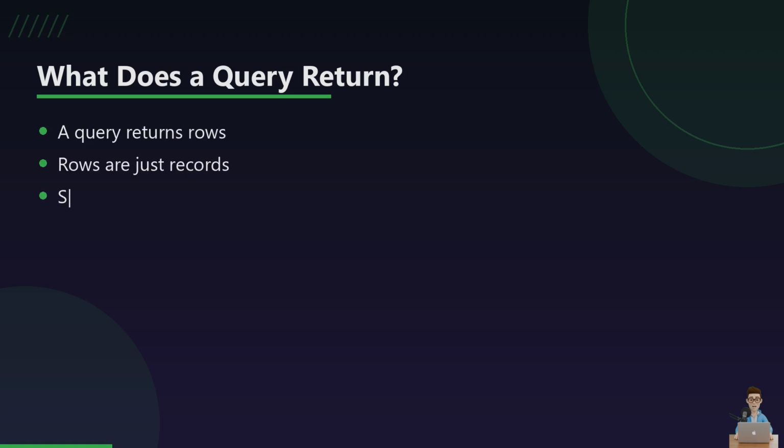Quick reset before we go further. When you run a SELECT, the database hands you back rows, and a row is just one record, like one customer or one order. The problem is, a table can hold millions of rows, and you rarely want all of them at once. So we need a way to say, give me only some.